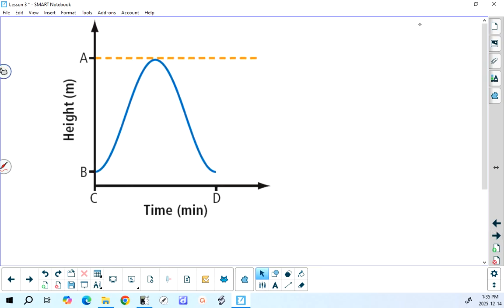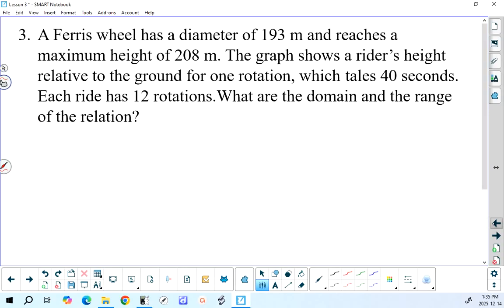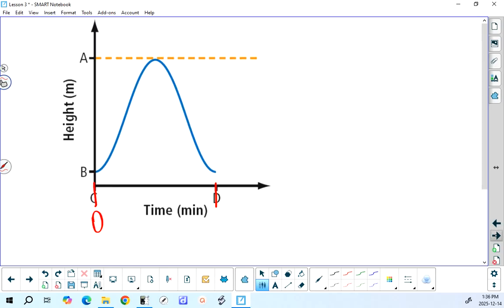So the distance from C to D, distance is maybe the wrong word, but this is time and it's in minutes. We know that that's 40 seconds. 40 seconds divided by 60 seconds in a minute is 2/3 of a minute. So you start on the ride. At this point, it goes up to the top, and then it goes down to the bottom. And this is 2/3 of a minute.